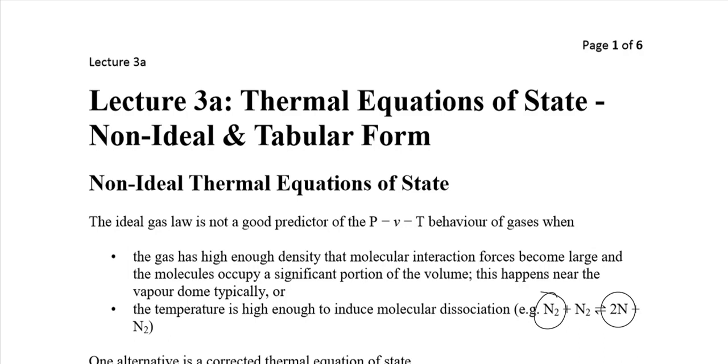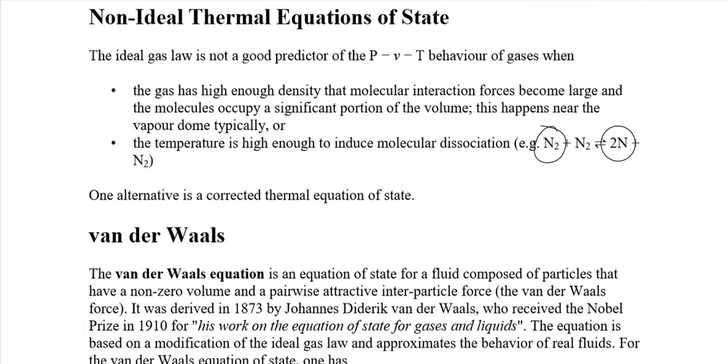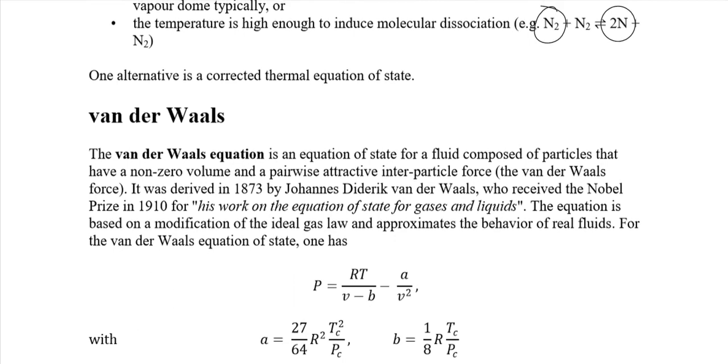So the alternative approach to predicting the non-ideal, or real, behavior of real gases is to use corrected thermal equations of state. The first equation of state is the van der Waals equation, which describes a fluid composed of particles that have non-zero volume, with some pairwise attraction forces between the particles. Make sure that when we talk about the ideal case, we are not talking about attractive or repulsive forces between the particles.